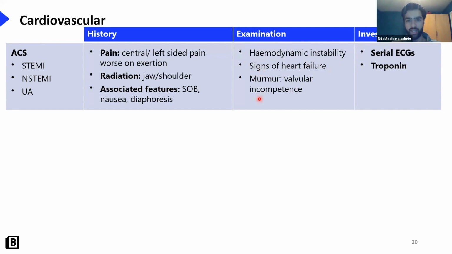And as I said earlier, if you damage the heart valves in your myocardial infarction, that can lead to a problem with the heart valves, leading to a murmur. And you're doing serial ECGs and troponins, okay? You usually measure the troponins twice, measuring it 3 hours apart to look at the trend.